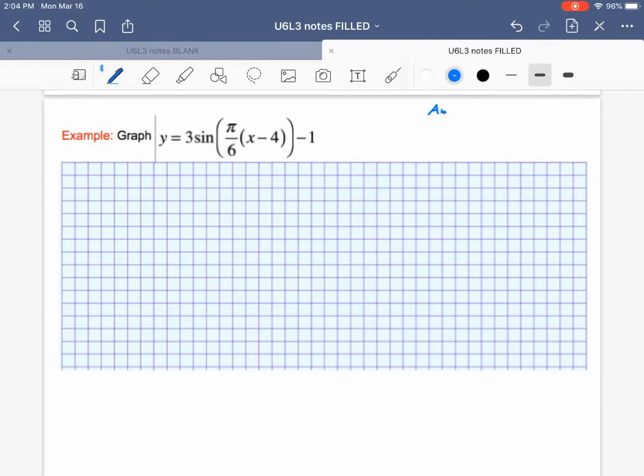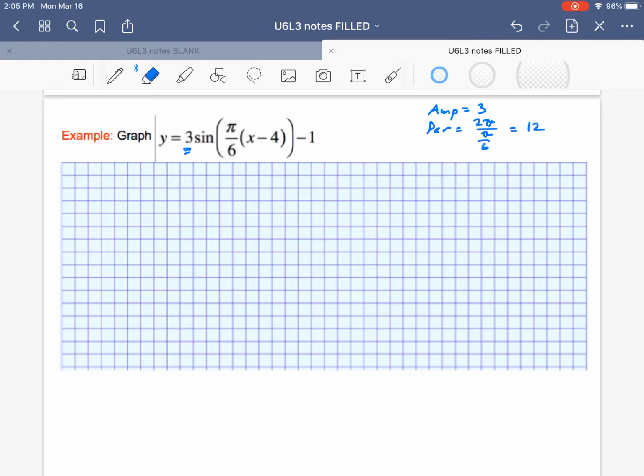All right, so the amplitude is, in this case, 3. How am I getting that? Well, it's because it's that vertical stretch. The period is equal to 2 pi over 6. So that's actually 12. Wow. So this thing is going to take 12 units to repeat. Okay?